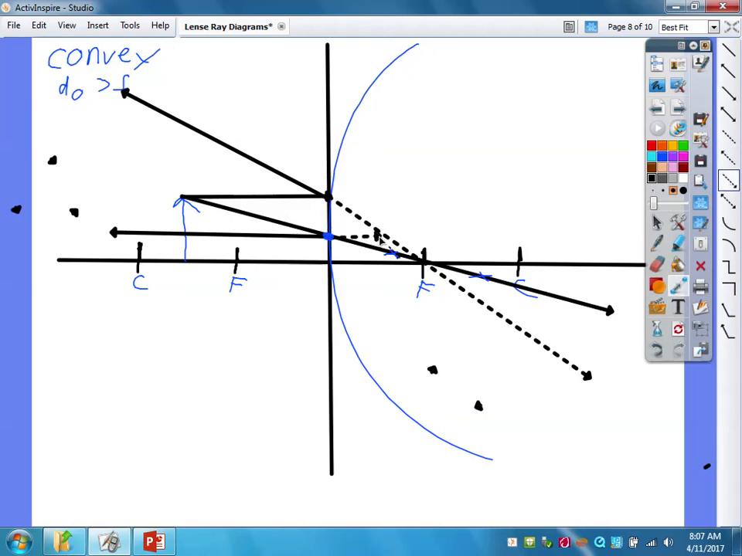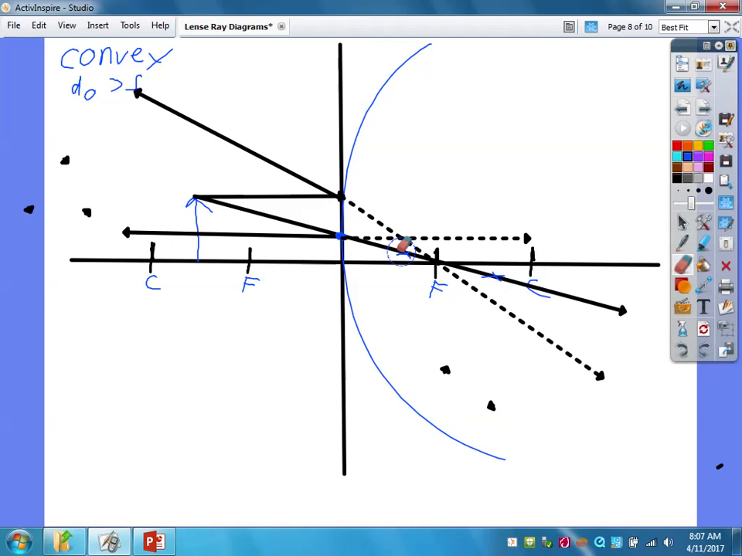Create the sight line going to the other side with that reflected ray. Where those two sight lines match up, that is your image. Okay, that is where your image is.